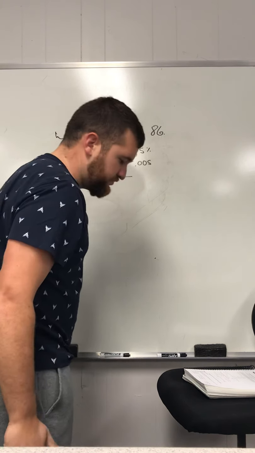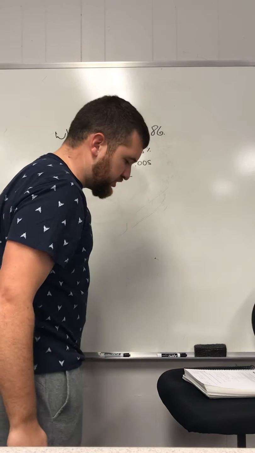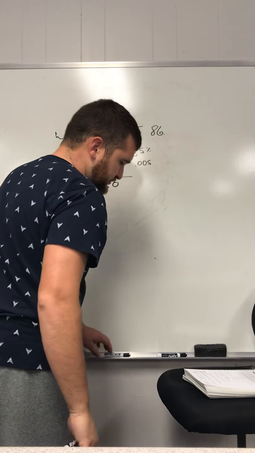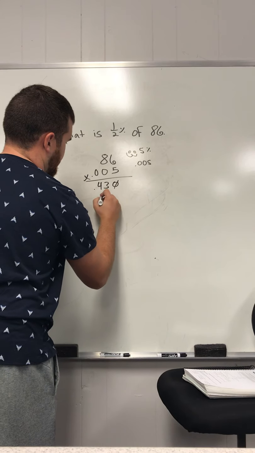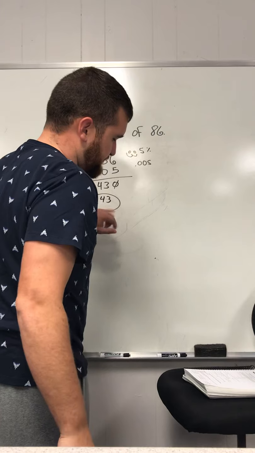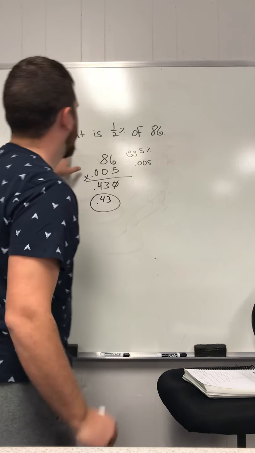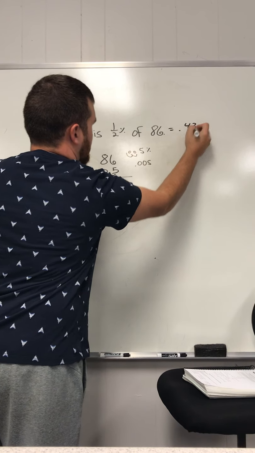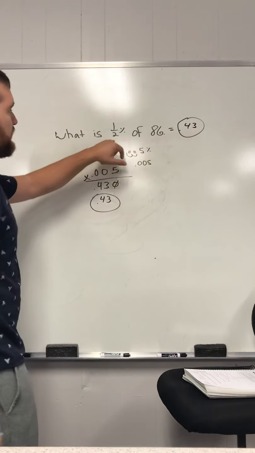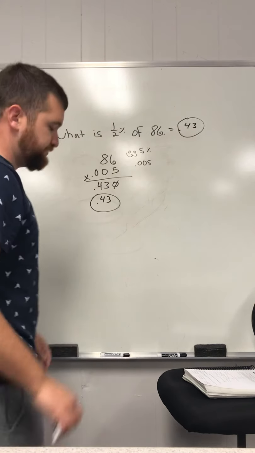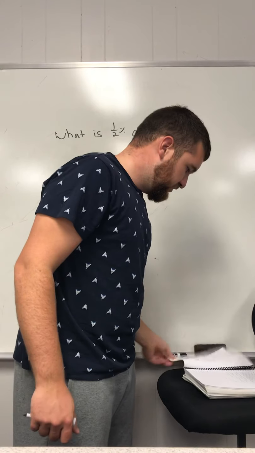And we just times it. That's all you got to do. And that's going to give you 0.430. So you can get rid of the 0, so your answer is 0.43. So 0.5% of 86 is 0.43. All right, that's simple enough.